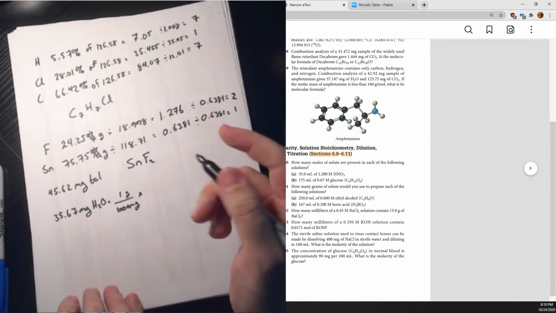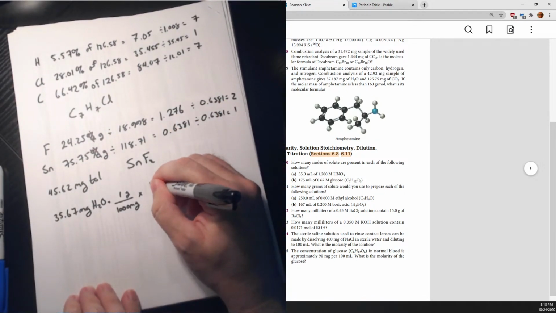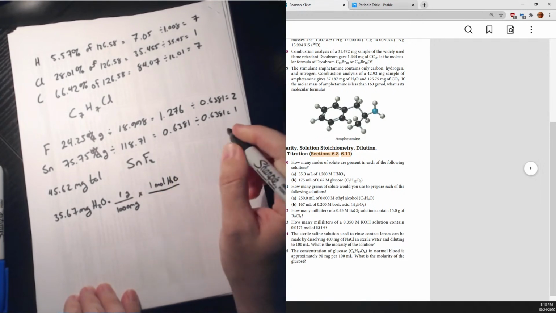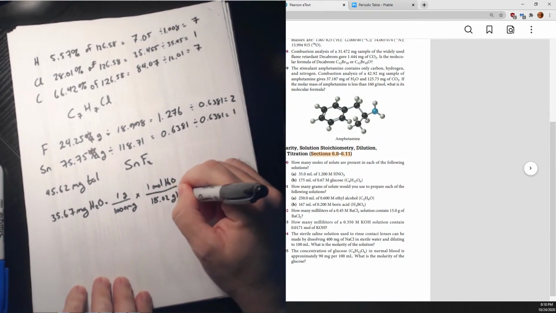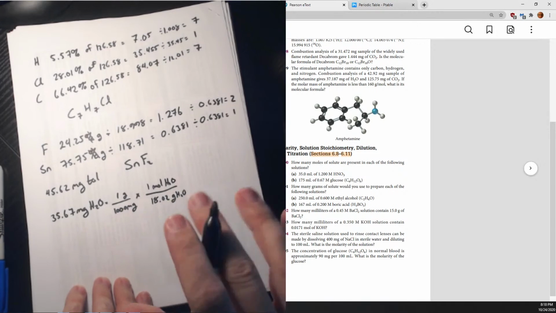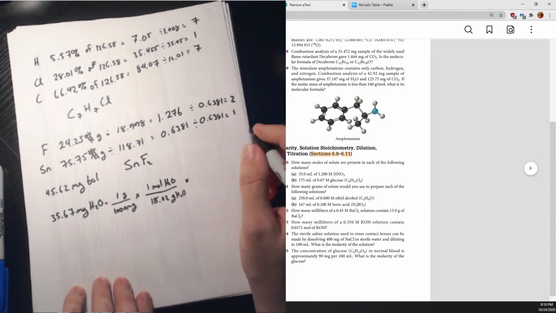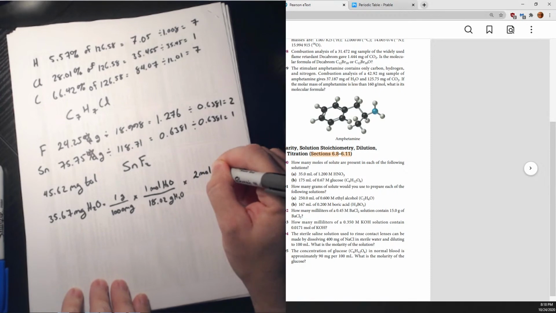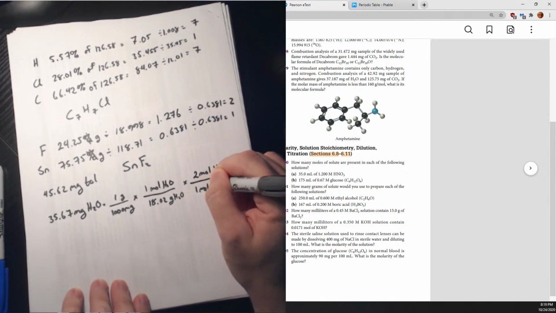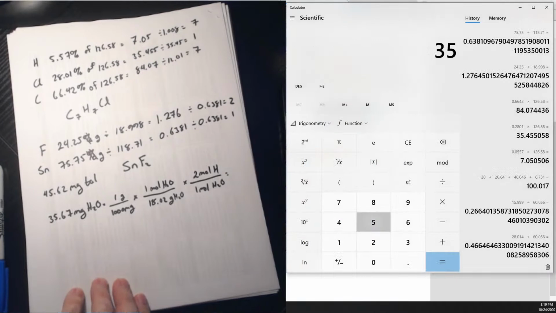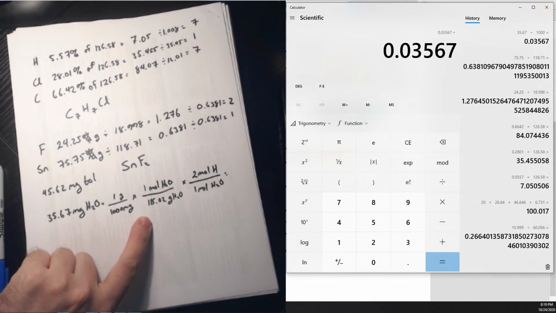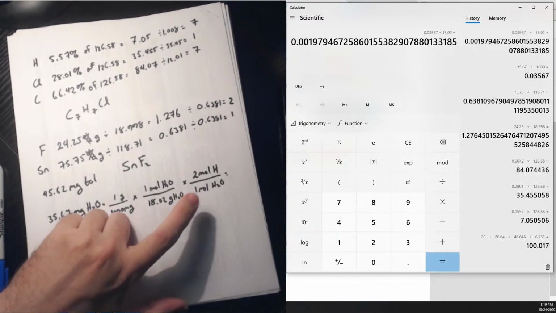And then we convert that to moles of water. So 1 mole of H2O for every 18.02 grams of H2O. And then we have to convert from that to moles of hydrogen, because we care about the hydrogen more than the water, and there are 2 moles of hydrogen for every 1 mole of water. Don't forget that too. So 35.67 divided by 1,000, divided by 18.02, times 2.